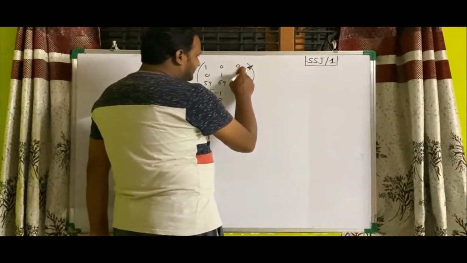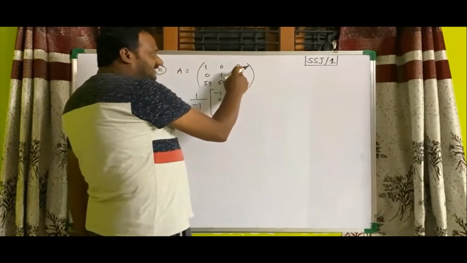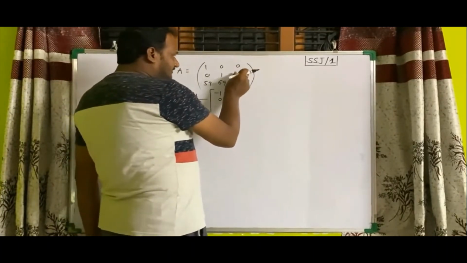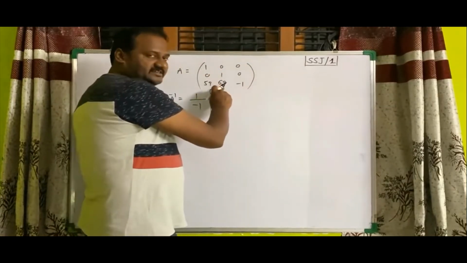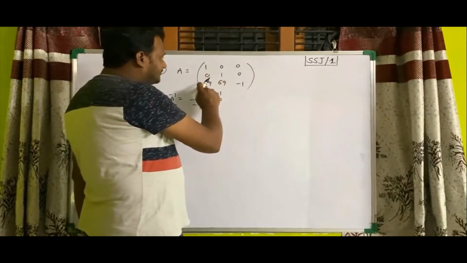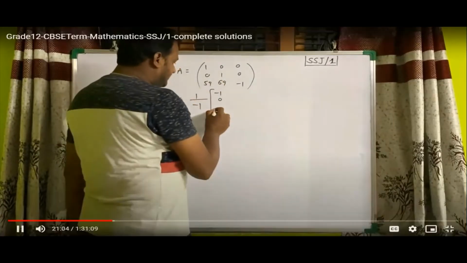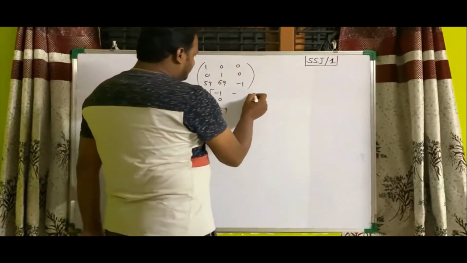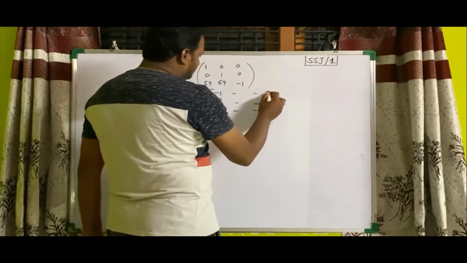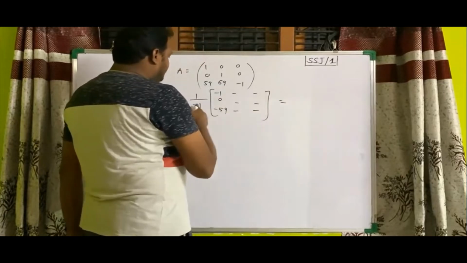So moving on to this, for this element, this is the 1 3 element, so it is plus into, leave this column as well as this row, and then 0 into 69 is 0, minus 1 into 59 is minus 59, so I am going to write minus 59 here. Okay, and then you will get the elements. So finally what will you get here?